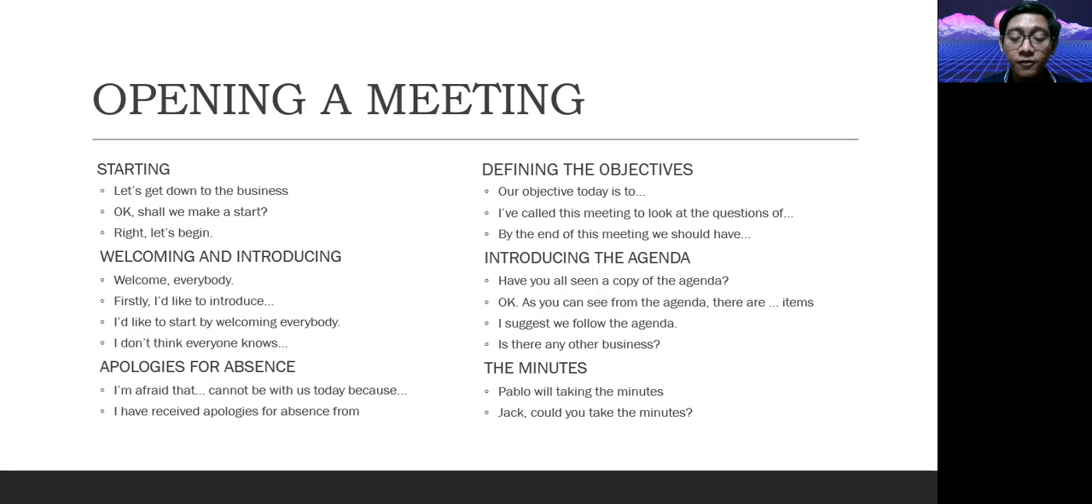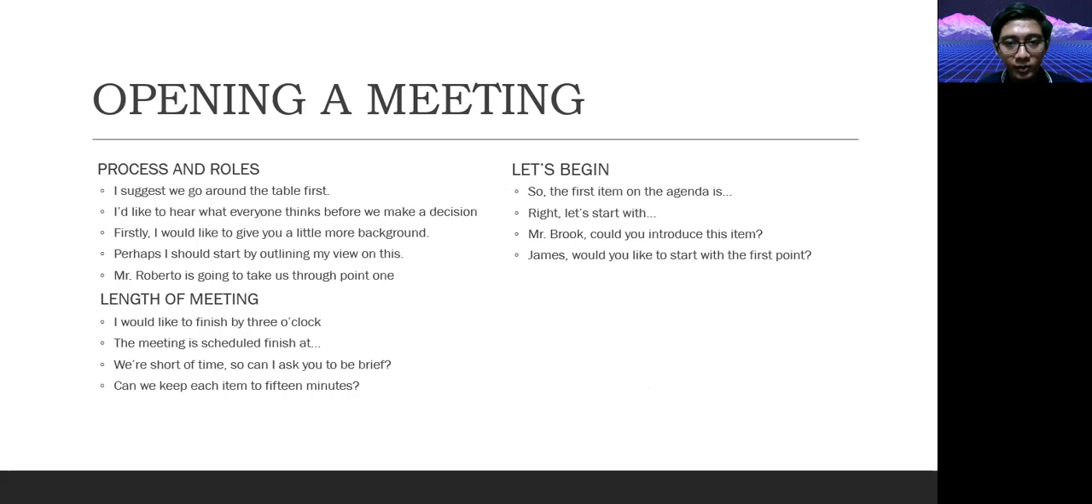Now the expressions for the minutes. So the first one is, Pablo will be taking the minutes. And the next one is, Jack, could you take the minutes? Besides this, we have other expressions for process and roles, length of meeting, and for the beginning of the meeting.